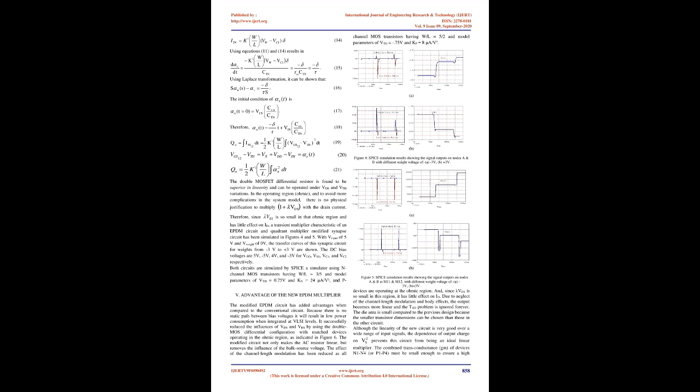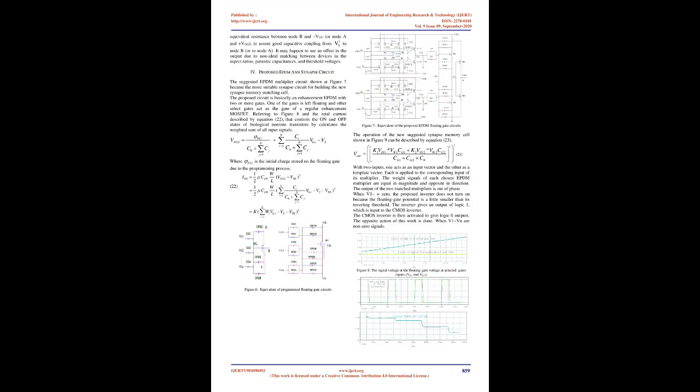The modified circuit not only makes the AC resistor linear, but removes the influence of the bulk source voltage. The effect of the channel length modulation has been reduced as all devices are operating in the ohmic region. And since VDS is so small in this region, it has little effect on ID due to neglect of the channel length modulation and body effects. The output becomes more linear and the THD problem is ignored forever.